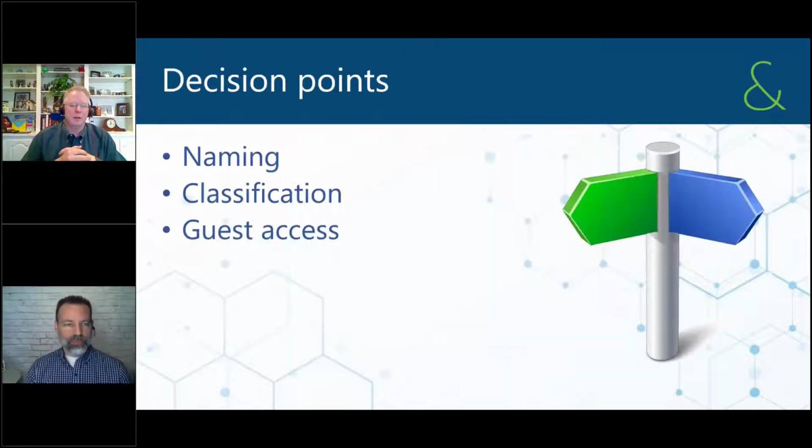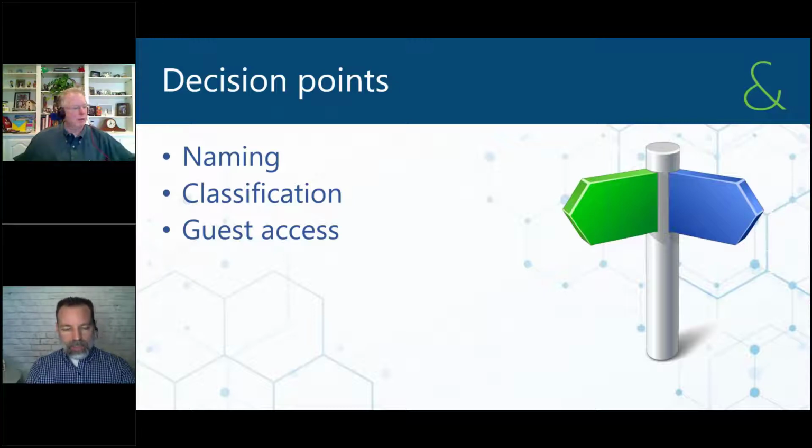So some decision points around this. We talked about naming conventions. We talked about using a policy. Well, what about classifications? You could set classifications like low impact, medium impact, high impact, or internal, external, confidential, highly confidential. That would allow you to classify your site, and then you can use retention policies or data loss prevention policies to govern the data within that site.